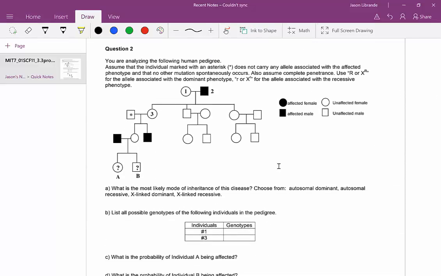And so in question 2, it gets a little more tricky. So it looks like we have this asterisk mark right there. So that means this individual right here is not carrying that allele at all. And it also looks like they're unaffected as well.